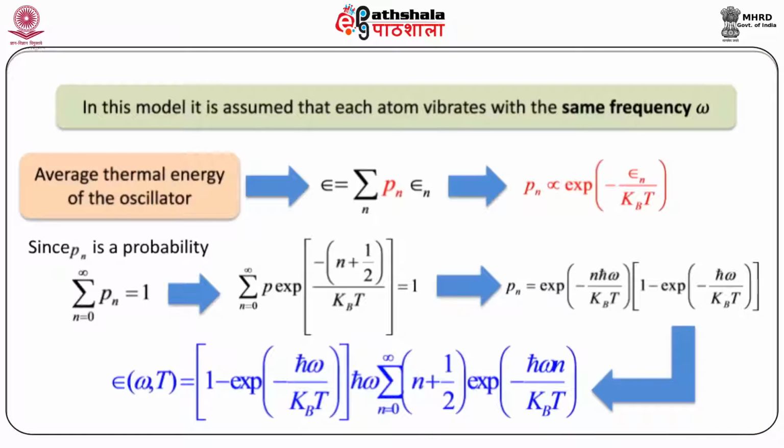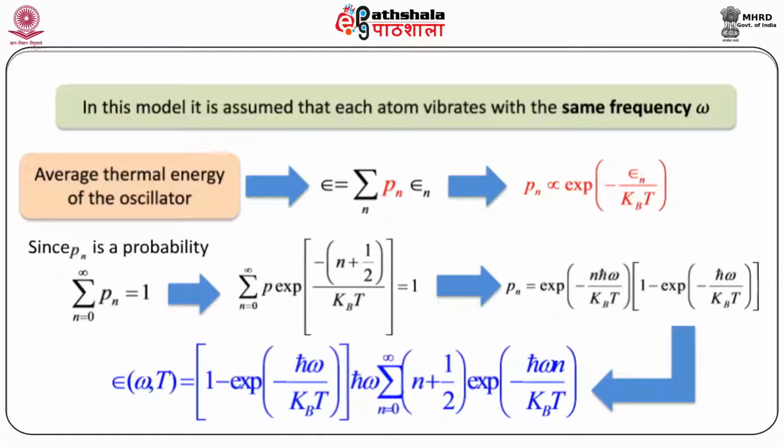We are simply assuming that the solid is still intact, it's not melted, and the vibrations are small, so that the harmonic approximation is valid, and according to that we want to calculate the average thermal energy and hence the phonon specific heat. If one assumes that the motion of each atom is described by a harmonic oscillator, then the allowed energy values are given by epsilon_n = (n + 1/2) ħω, where n is equal to 0, 1, 2, 3 and ω is the angular frequency of the oscillator. In this model, it is assumed that each atom vibrates with the same frequency ω.